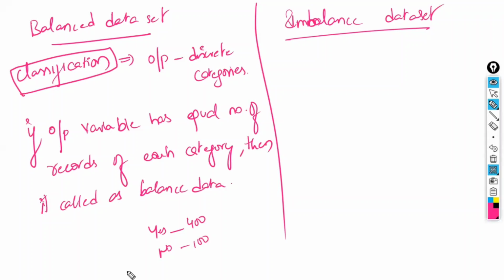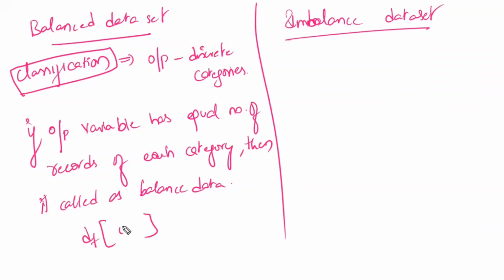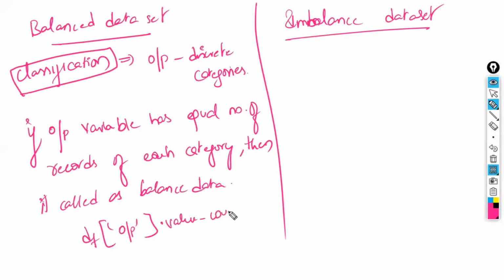So what we are going to do is check the output variable: df of that particular output variable dot value counts. We are going to see the value counts of the output variable. If the number of counts of category 1 and category 2 are both equal, it is called a balanced data set. If they are not equal, then it is called an imbalanced data set.